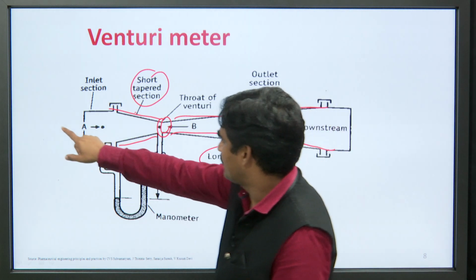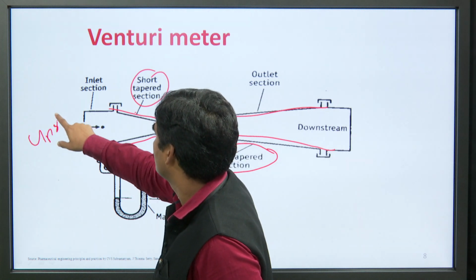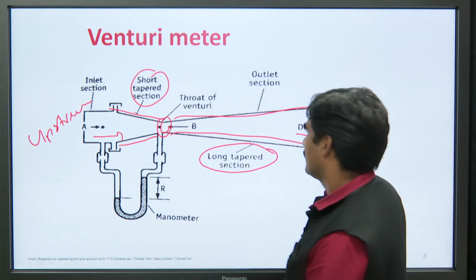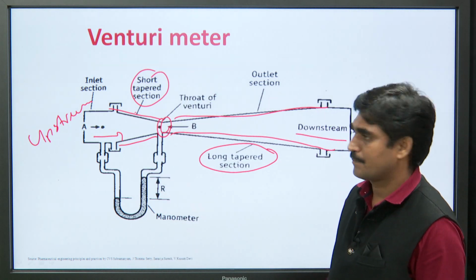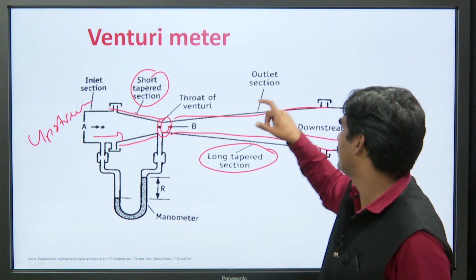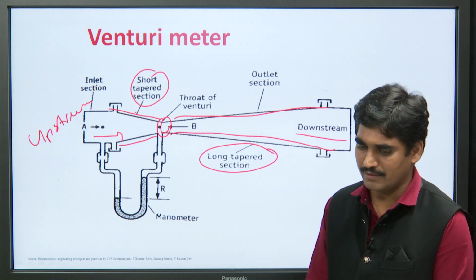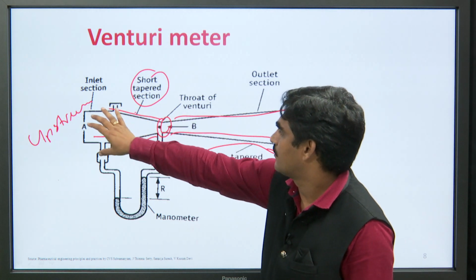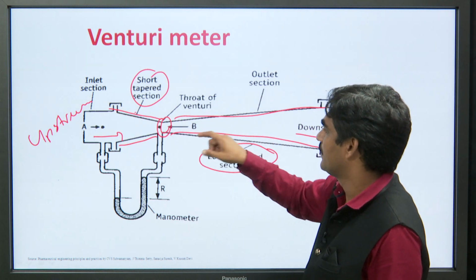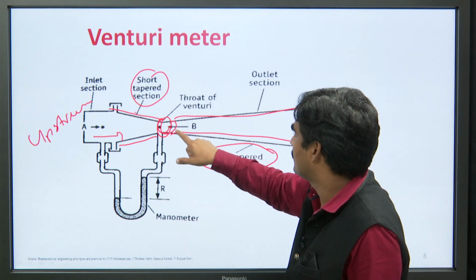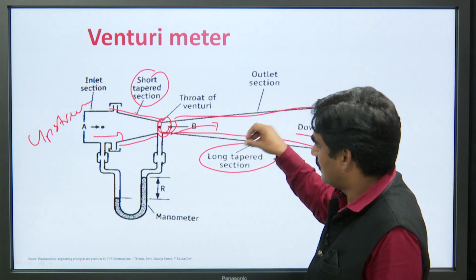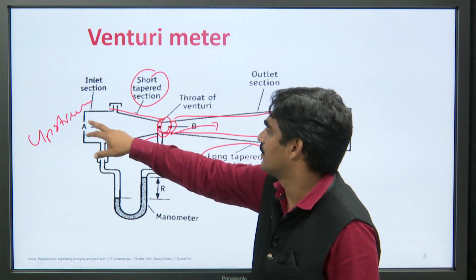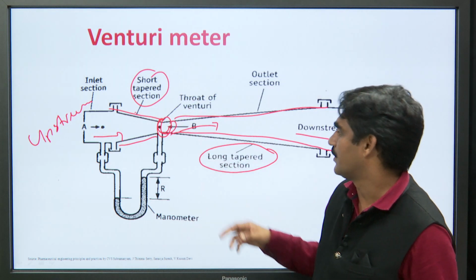Here is the upstream in this direction, and this is the downstream flow of fluids. This is the inlet section of the Venturi meter and this is the outlet section. When the liquid is allowed to pass through this pipe from upstream to downstream, as soon as it passes the throat of the Venturi, the velocity of the fluid increases as compared to the velocity of the fluid at point A.